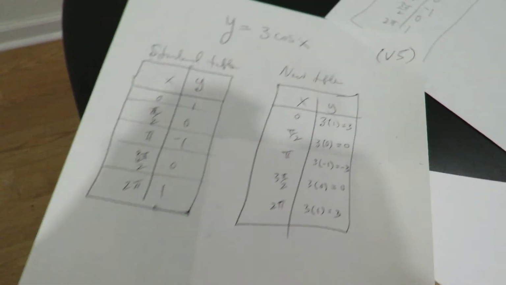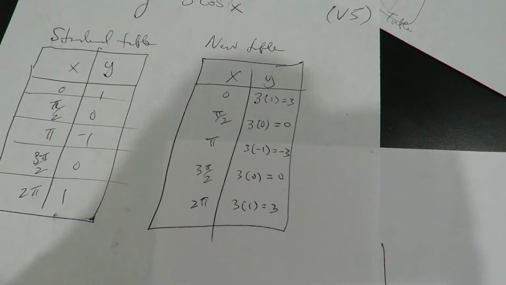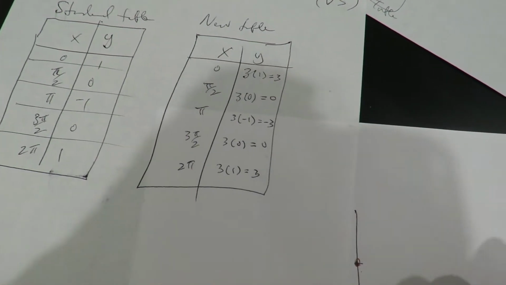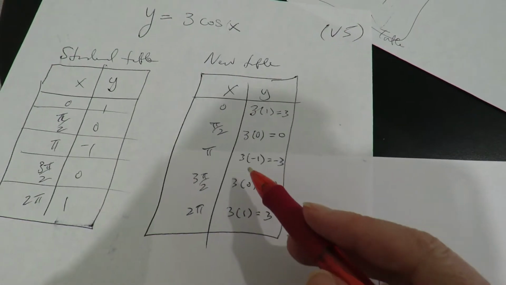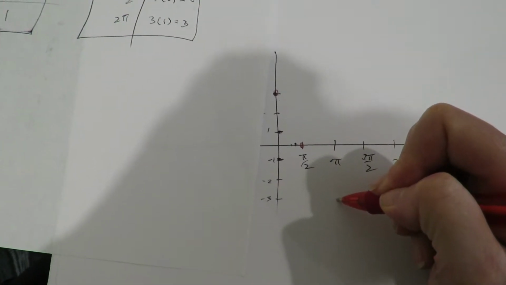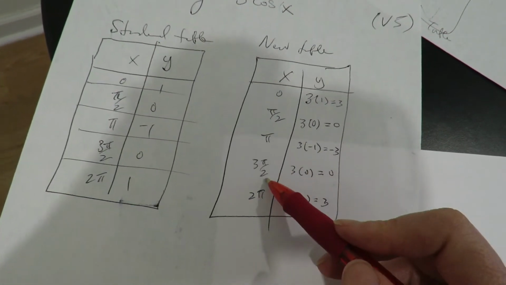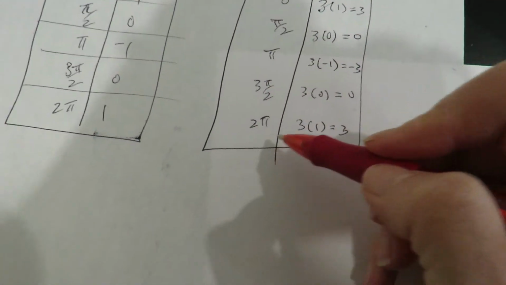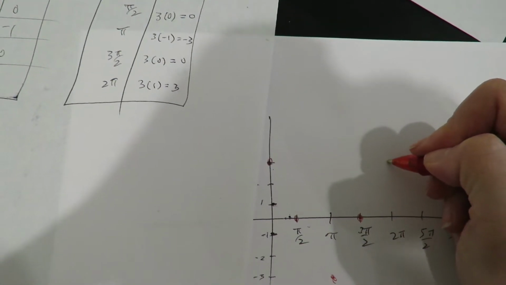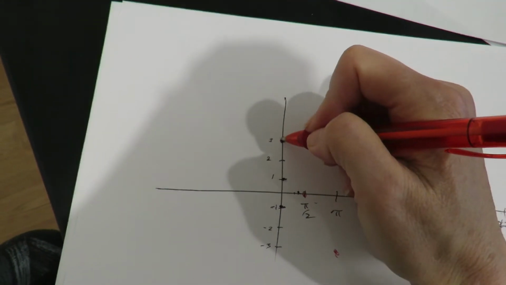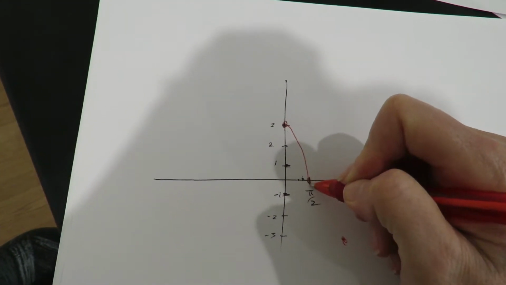Okay, now I'm going to take my new table and I'm going to plot my points. So I've got 0 and 3, pi over 2 and 0. I've got pi and -3. I've got 3 pi over 2 and 0. I've got 2 pi and 3. Okay, so now I make my graph.